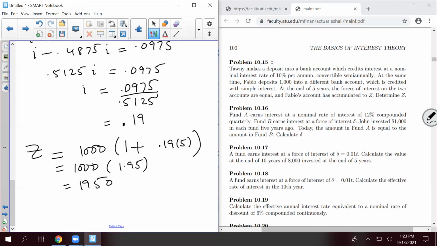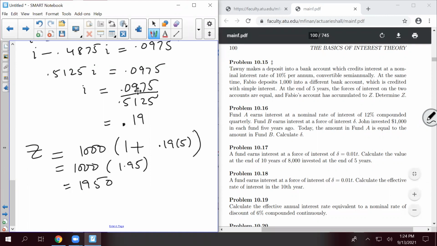So you are using the simple interest formula, not the force. No, for Fabio, it's simple interest. Fabio deposits 1,000, which is credited with simple interest, and Z is Fabio's amount. So for Fabio, it's simple interest always. So is this what they have at the back? 1950? They have 1952. Is it because of this rounding?